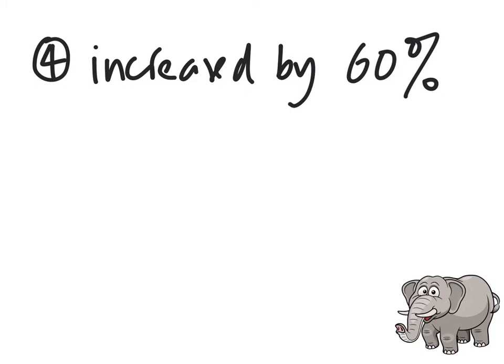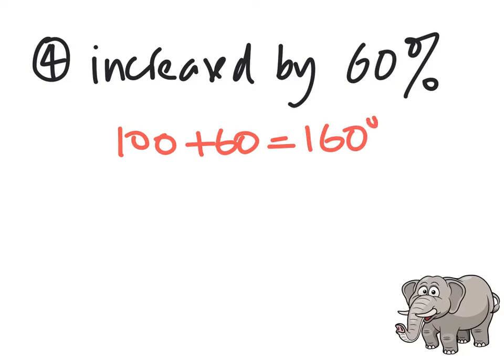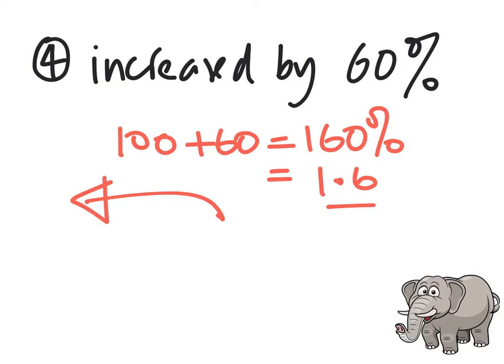Question 4. Rupert increased his mark by 60%. So it's increased by 60. So that's 100 plus 60 is 160%, which as a multiplier is 1.6. Now we want to know what his score was before. So we're going back in time. So it's a reverse percentage. So reverse percentage means we do a divide sum.